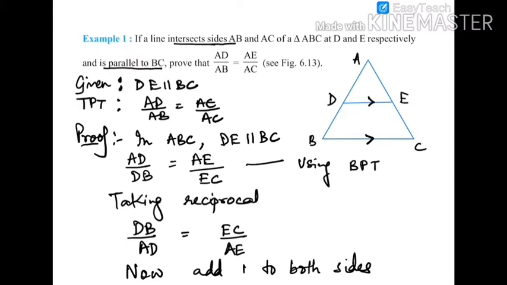And in case I want to write the ratio in the reverse order, like BD upon DA, then I have to go in the same direction for the second ratio as well. So I will write the second ratio as CE upon EA. So BD upon DA will be equal to CE upon EA.